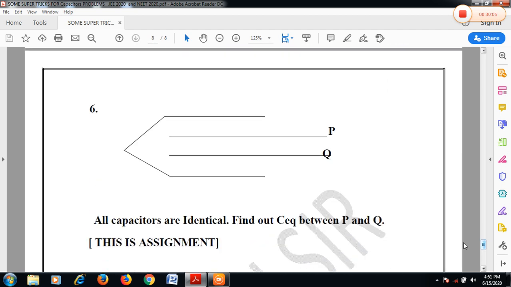Now this is your assignment, okay student. All the capacitors are identical. Here these two plates are connected with P and Q points. Now we need to find out the equivalent capacitance across P and Q. You please do it at your home. We will be discussing this homework assignment with you in the upcoming capacitance type of problem in the next session.